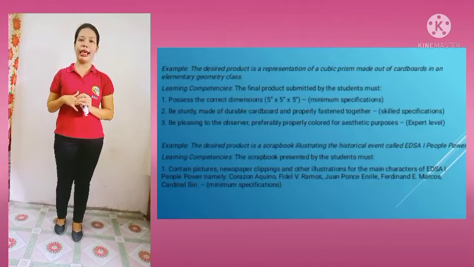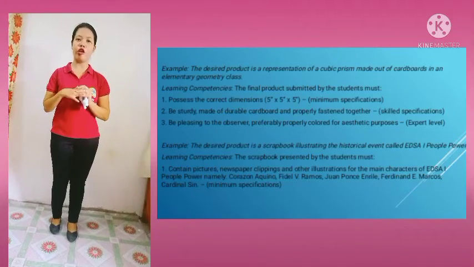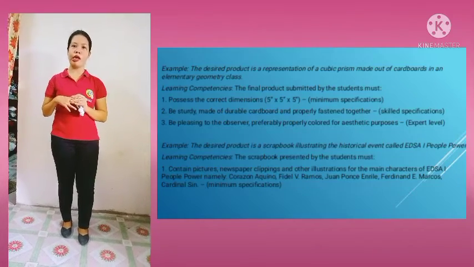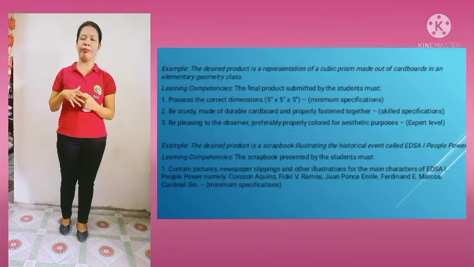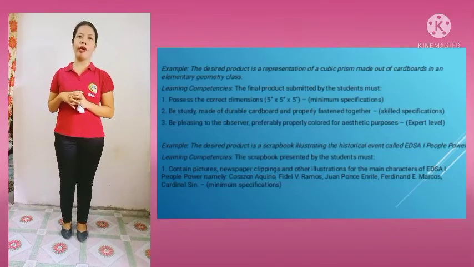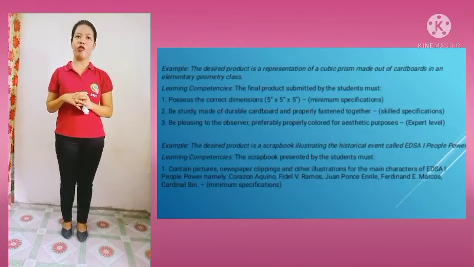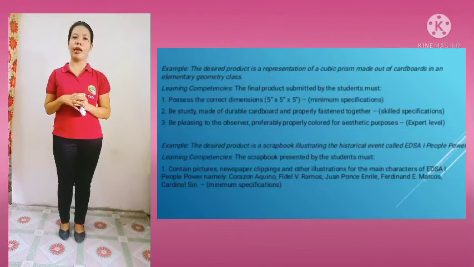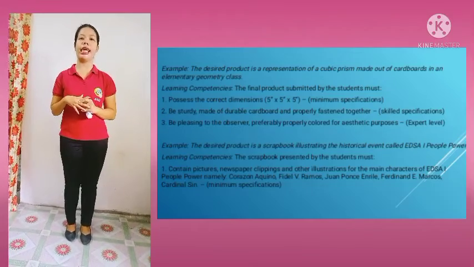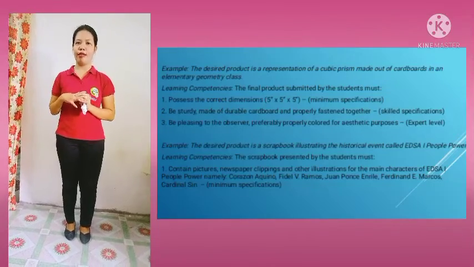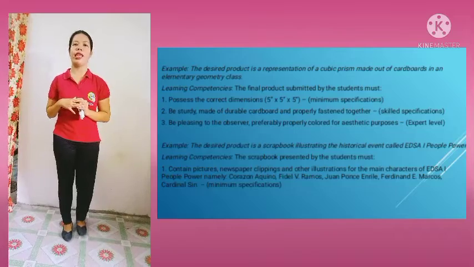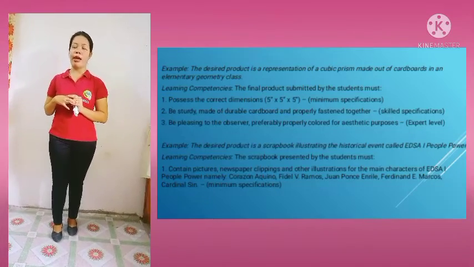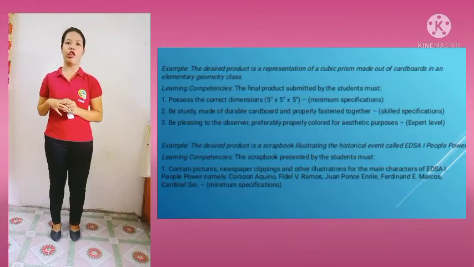Number 2 is be sturdy, made of durable cardboards and properly fastened together. It is the skilled specification or the capability of the students where is more expert than the beginner. Number 3 is pleasing to the observer, preferably properly colored for aesthetic purposes. So it is the expert level of the student's capability in doing the output based on the assessment given by their teachers.